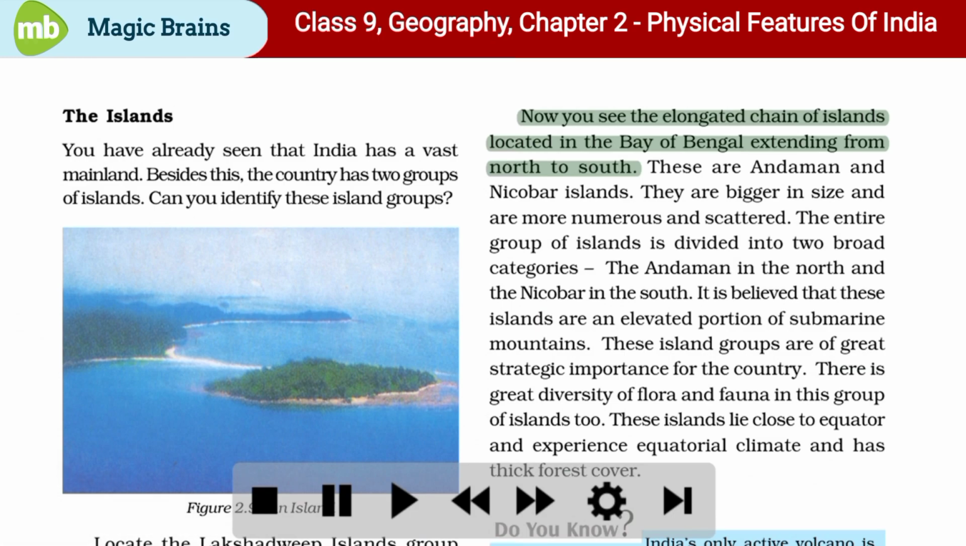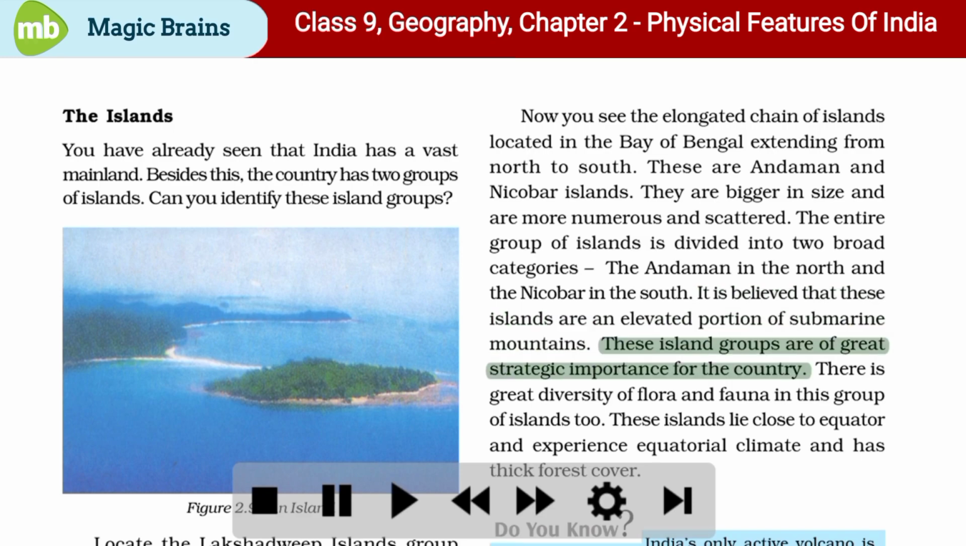From the text. Now you see the elongated chain of islands located in the Bay of Bengal extending from north to south. These are Andaman and Nicobar Islands. They are bigger in size and are more numerous and scattered. The entire group of islands is divided into two broad categories: the Andaman in the north and the Nicobar in the south. It is believed that these islands are an elevated portion of submarine mountains.